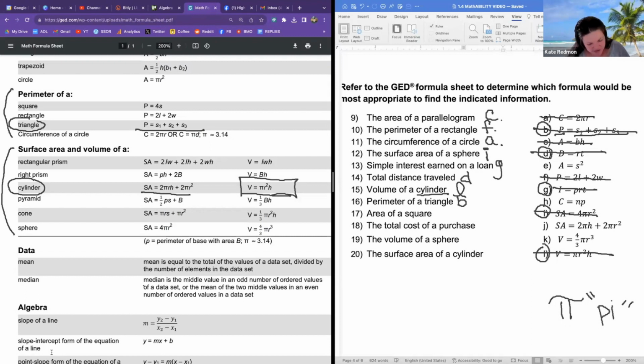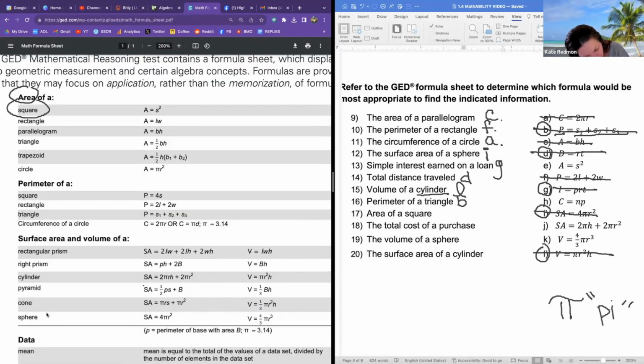17, area of a square. So area is our first section. And if I want a square, I get A is equal to S squared, or S to the second power. And you see how that little exponent 2 got his name. He got his name from the area of a square formula. A is equal to S squared, E.